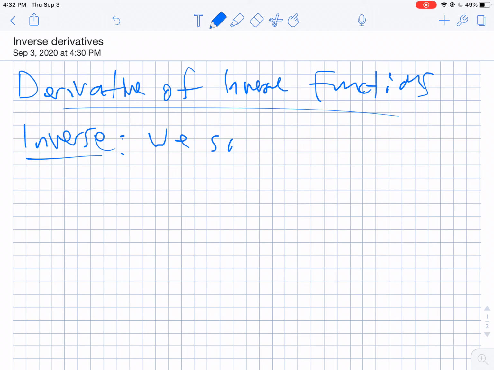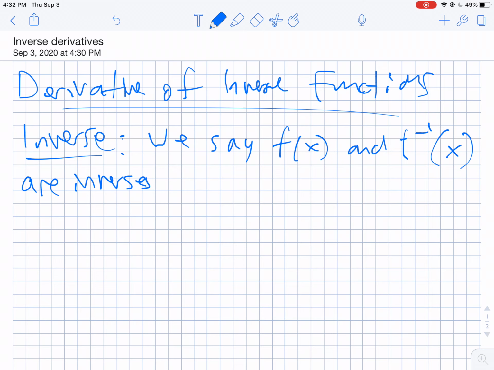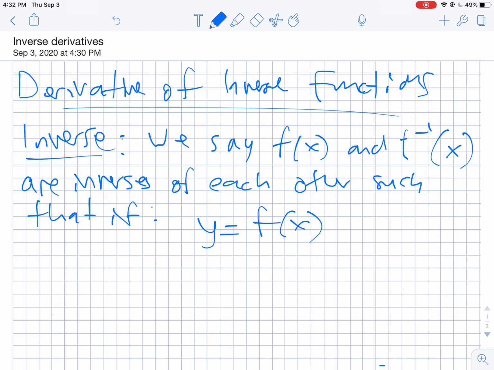So we say that f of x and f inverse of x, which we write like that with an f with a -1, it's not f to the -1 power. You just write that f -1 to denote that this is an inverse function. So we say these are inverses of each other such that if you have y is the function of x, then x is the inverse function of y. Meaning that if f of 2, say, is equal to -6, then f inverse of -6 is equal to 2.